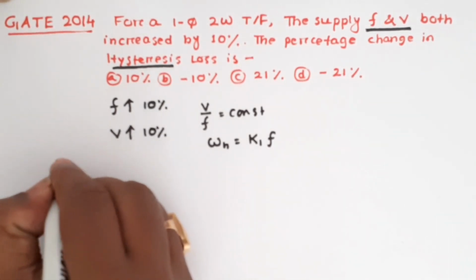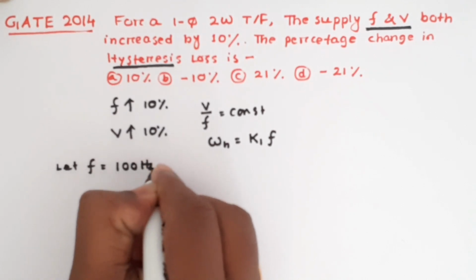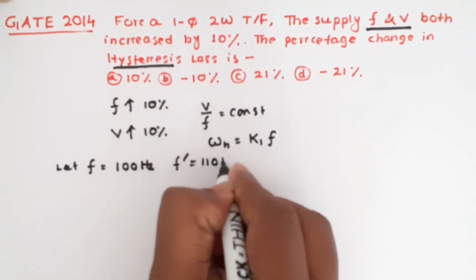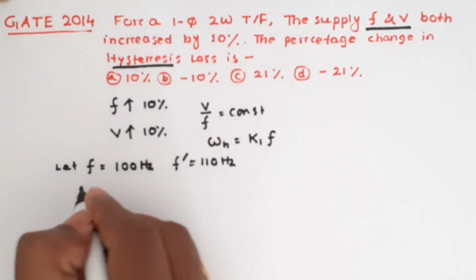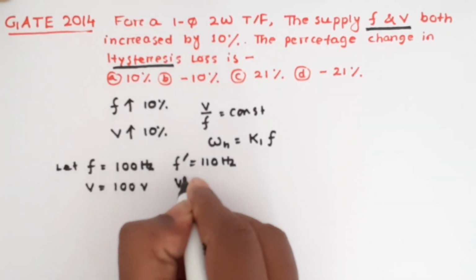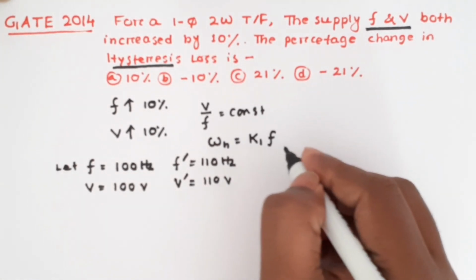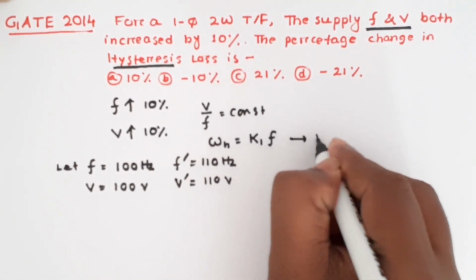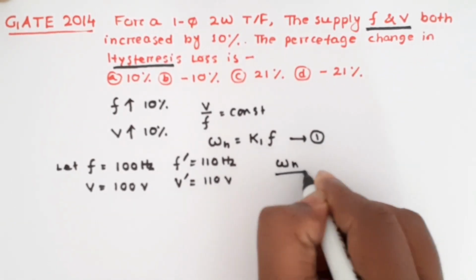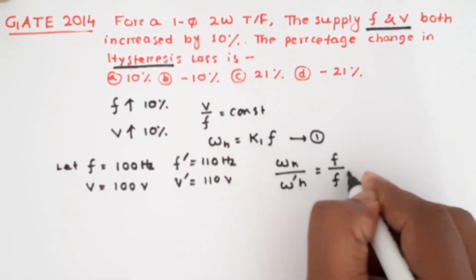Now, let frequency equal 100 Hz. After a 10% increase, F dash becomes 110 Hz. And voltage equal to 100 volt. Then after increasing 10%, it becomes 110 volt. Therefore, from equation number 1, W of H divided by W of H dash equals F divided by F dash.